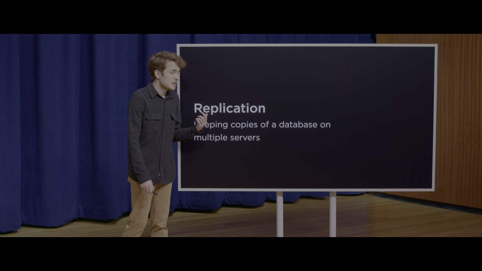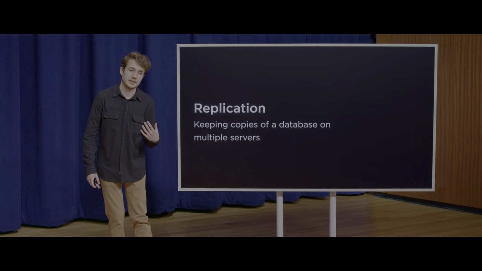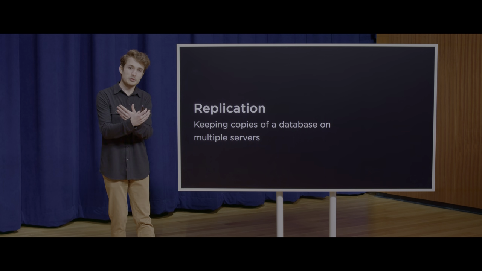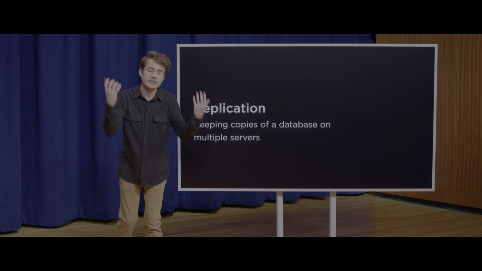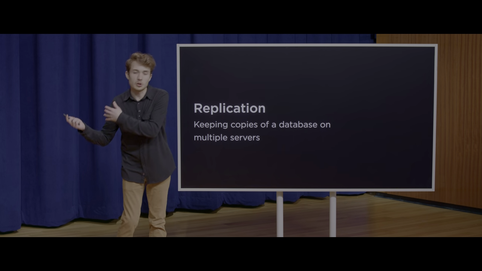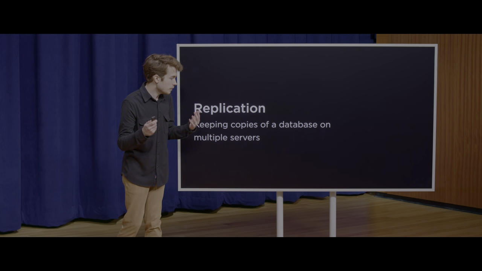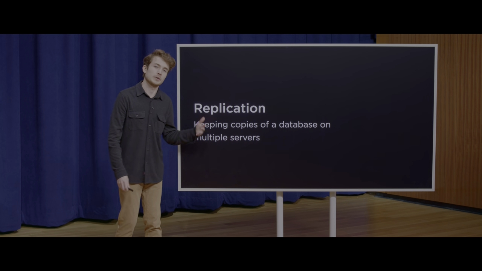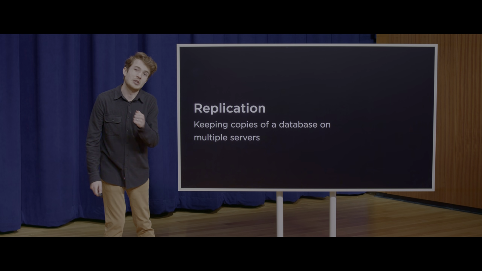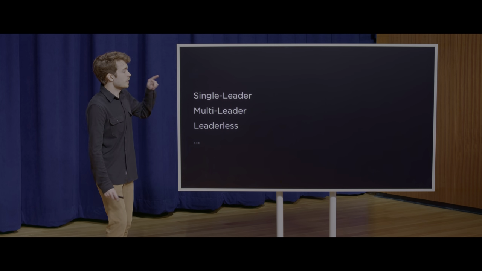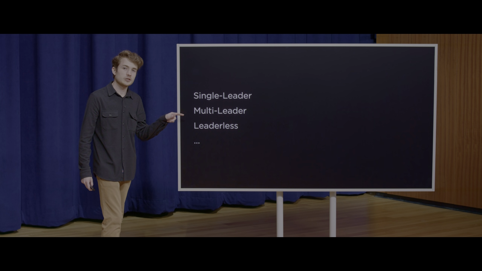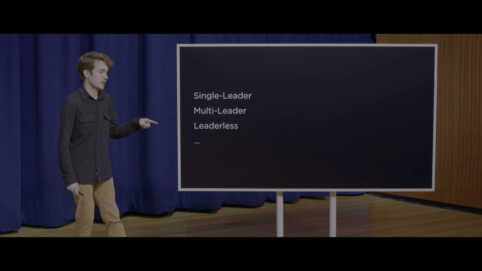But it turns out there are some challenges with this. Like, it's very complicated to have servers communicate with themselves to keep track of who has the most recent updates, who should I follow, who should lead, and so on. And so for that reason, there are a few models of replication that you should at least know about. Among them are single leader replication, multi-leader replication, and leaderless replication.